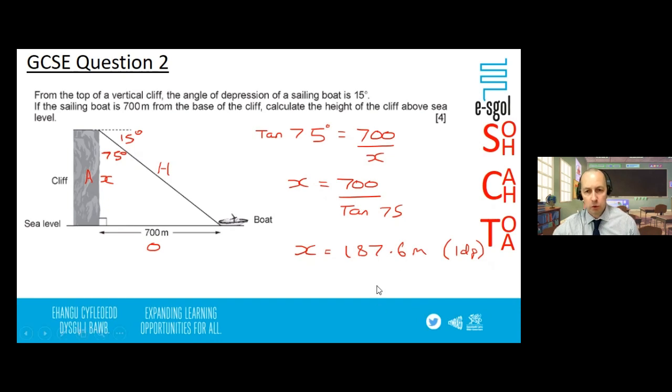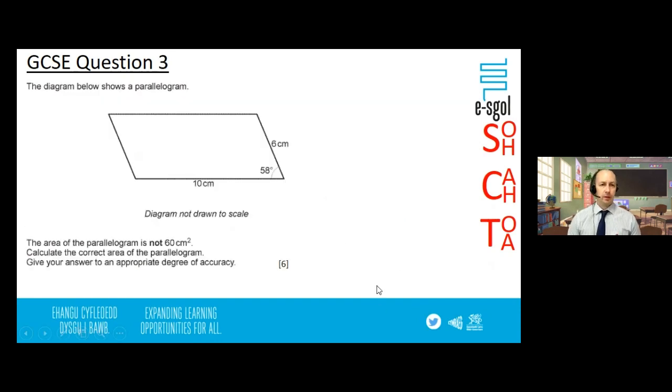Okay, so I think we'll do one more GCSE question. And this question is this question here, which is a parallelogram.